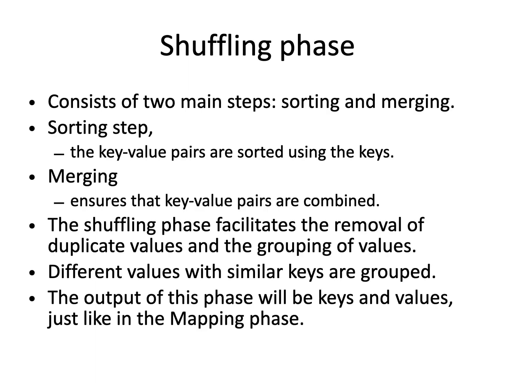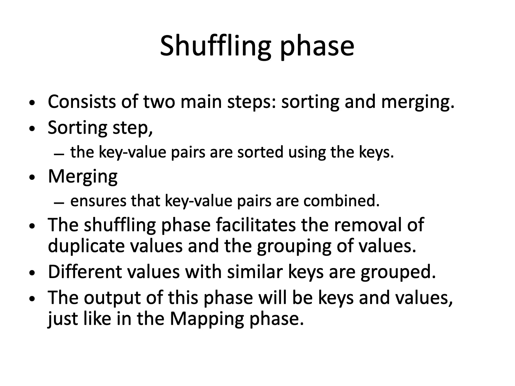And next is the shuffling phase. It consists of two steps, sorting and merging. This is the second phase that takes place after the completion of the mapping phase. In the sorting step, the key value pairs are sorted based on the key, and the values are sorted.